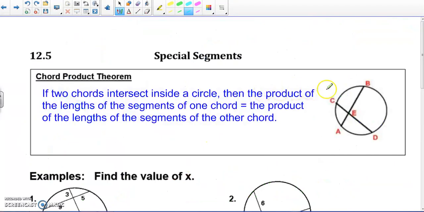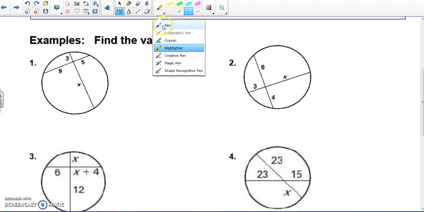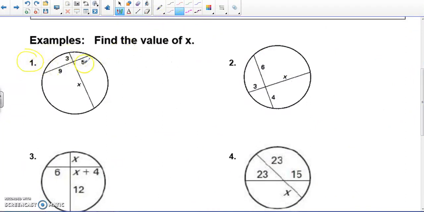But if I go back to the previous page, I'm just going to do one really quick example. Don't worry about writing that definition down. If you look at number 1, using the rule we just learned, you don't have to do the whole proof, but I know that basically 9 times 5, using that proof we just did, has to equal 3 times x, because of that similar triangle proof I just showed you. All right, so the math is pretty easy, but I did want to show you the rule behind it.